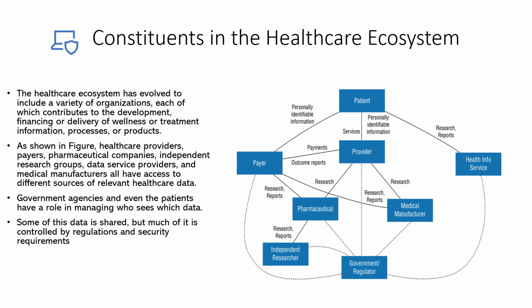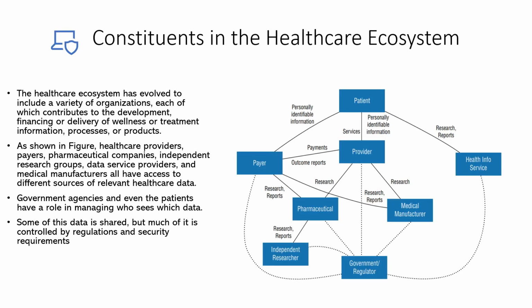You can see that all these are presented in the picture for you, where you can see healthcare providers, payers, pharmaceutical companies, independent research groups, data service providers, medical instrument manufacturers, and equipment manufacturers, all of which have access to different sources of relevant healthcare data. Now, government agencies cannot be ignored, and they have a clear role in managing who sees the data. Some of this data is shared, but much of it is very critical and cannot be shared with everybody, and it comes under regulations which are to be properly monitored.